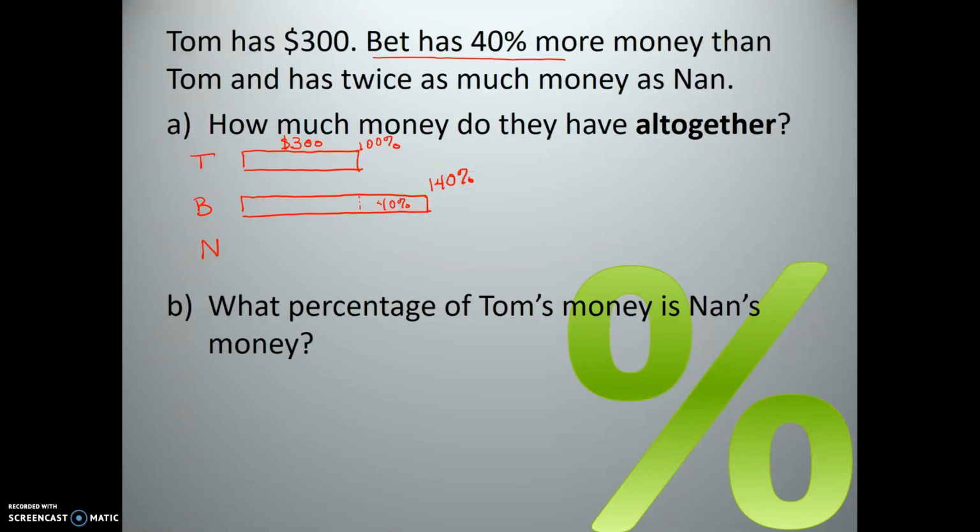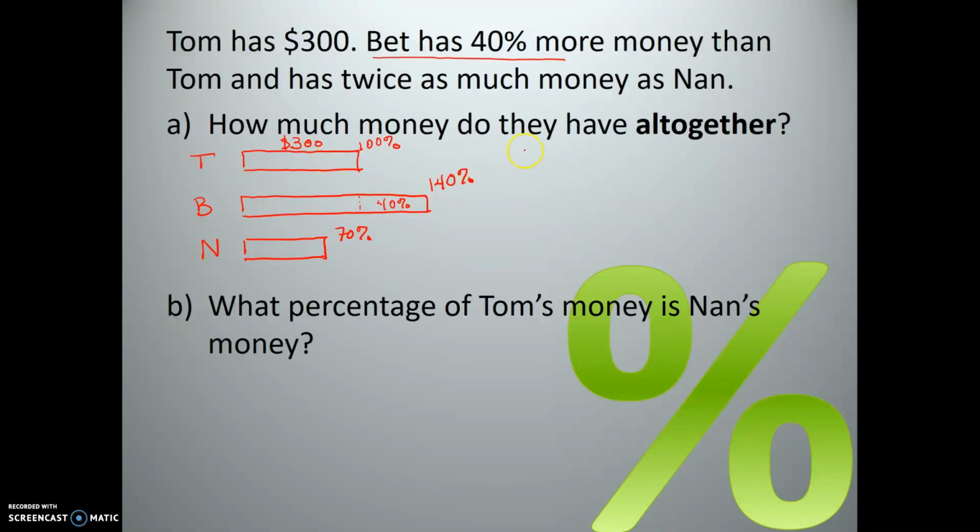Bet has twice as much money as Nan. So that means that Nan has 70%. We want to know how much money they have altogether, not how much percentage they have altogether. So let's find that out.